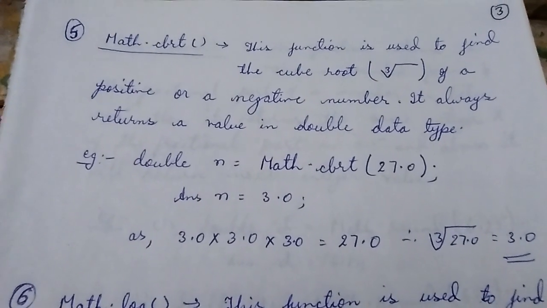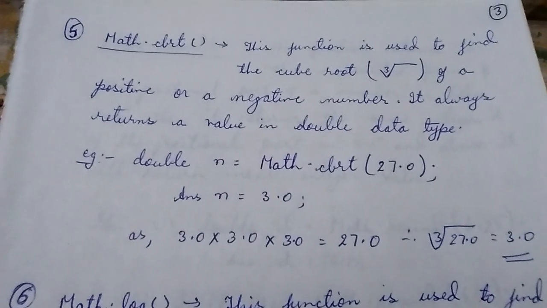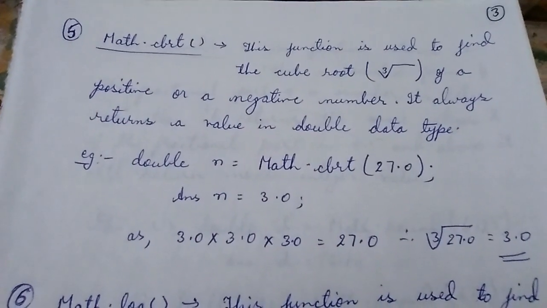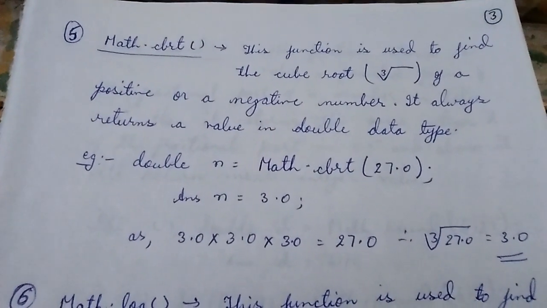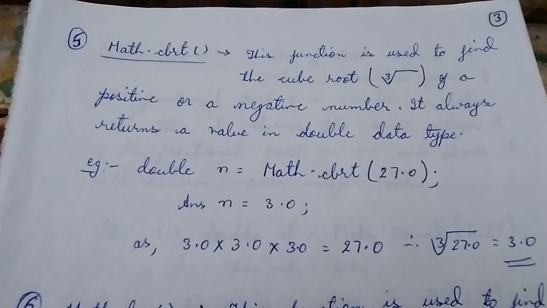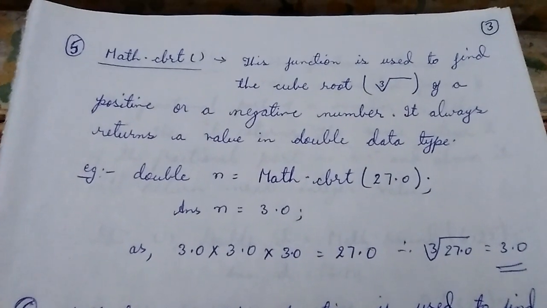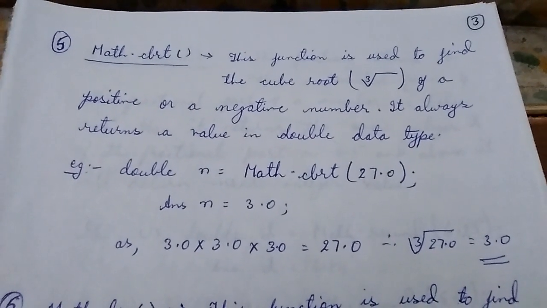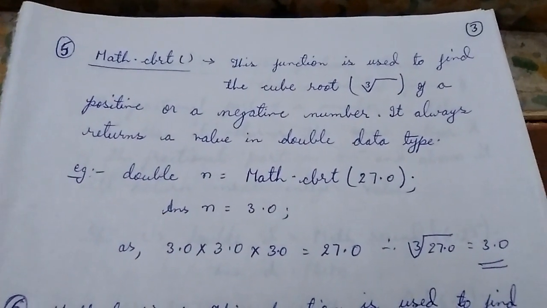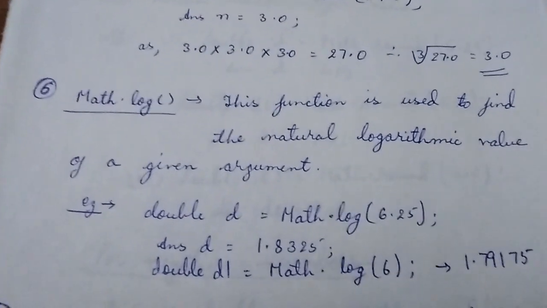So we see one example. Double n equals Math.cbrt(27.0). It will return the answer n as 3.0. As we see, 3.0 into 3.0 into 3.0 will give 27.0. So we can write cube root of 27.0 equals 3.0.